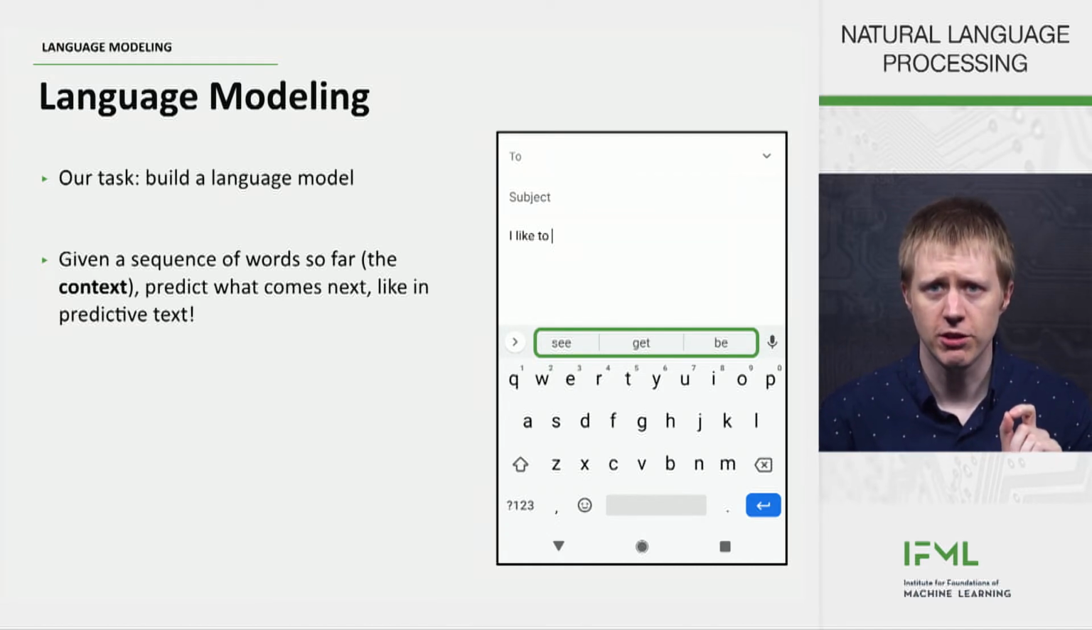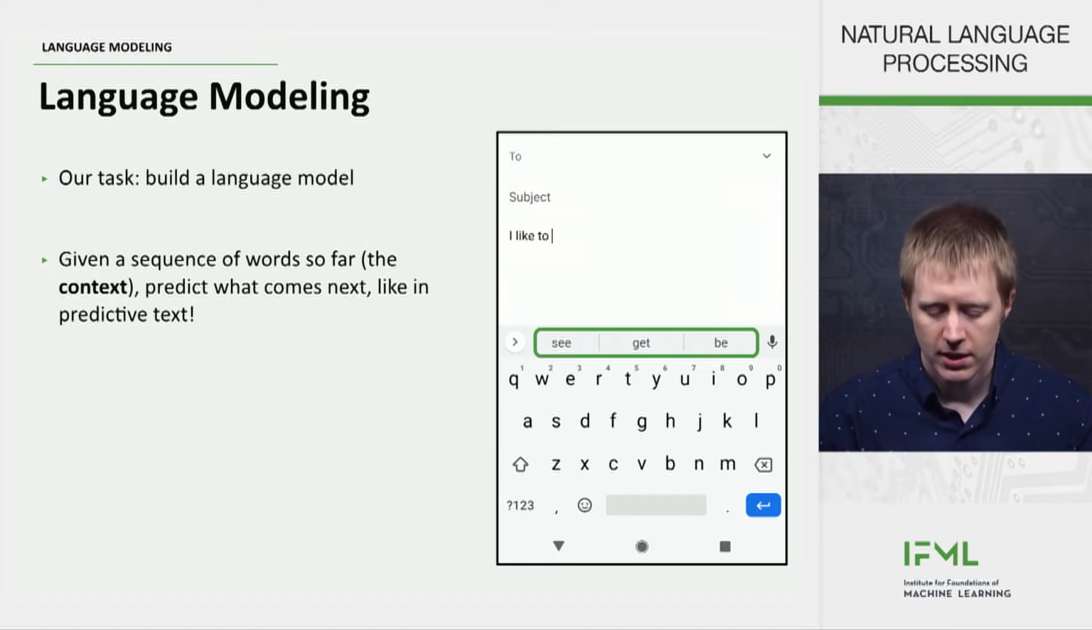So I've circled these in green here. See, get, be. This is what my phone keyboard says might be the words that are likely to come next. And these make sense, right? These are all three words that I might decide to write next. And so if I decide I want one of them, I just click it, right? So the idea behind this is to try to help someone out by predicting what they're going to say next.